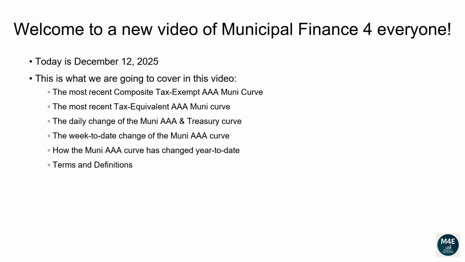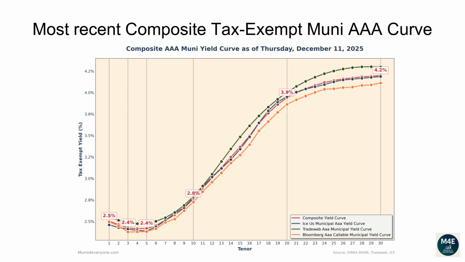Terms and definitions. Let's go over the most recent composite tax-exempt Muni AAA curve. The following composite tax-exempt yield curve is based off the most recent ICE, TradeWeb, Bloomberg yield curves that are available on the MSRB website, plus some proprietary extra adjustments, as of December 11, 2025.